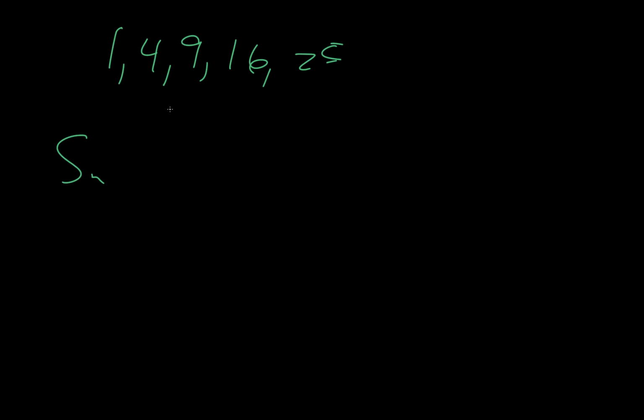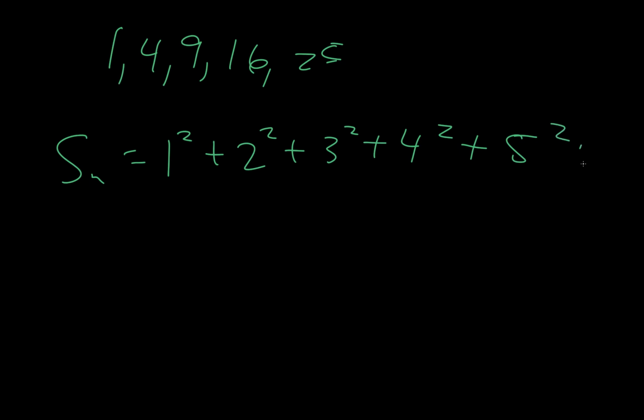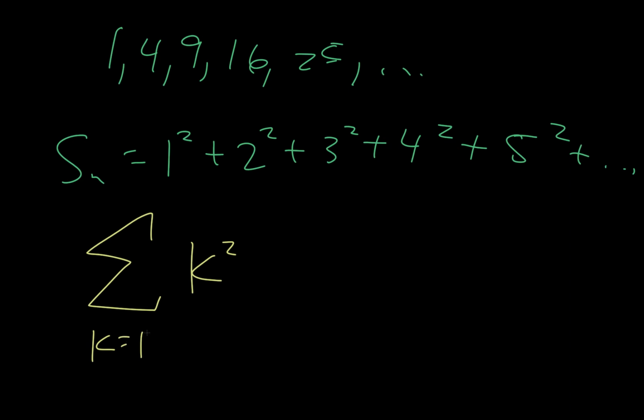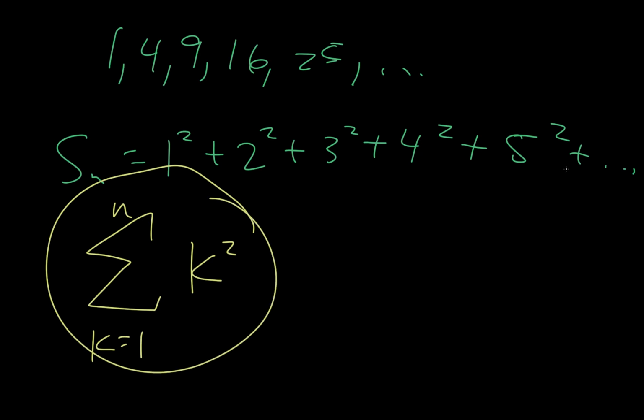And so all it wants us to do is notice that this is really just 1 squared plus 2 squared plus 3 squared plus 4 squared plus 5 squared, plus dot dot dot, because this one goes on forever. And then it wants us to write a summation representing that. We're just squaring something each time. This symbol means we're going to add all of the terms, and we are going to go from k equals 1 to n.